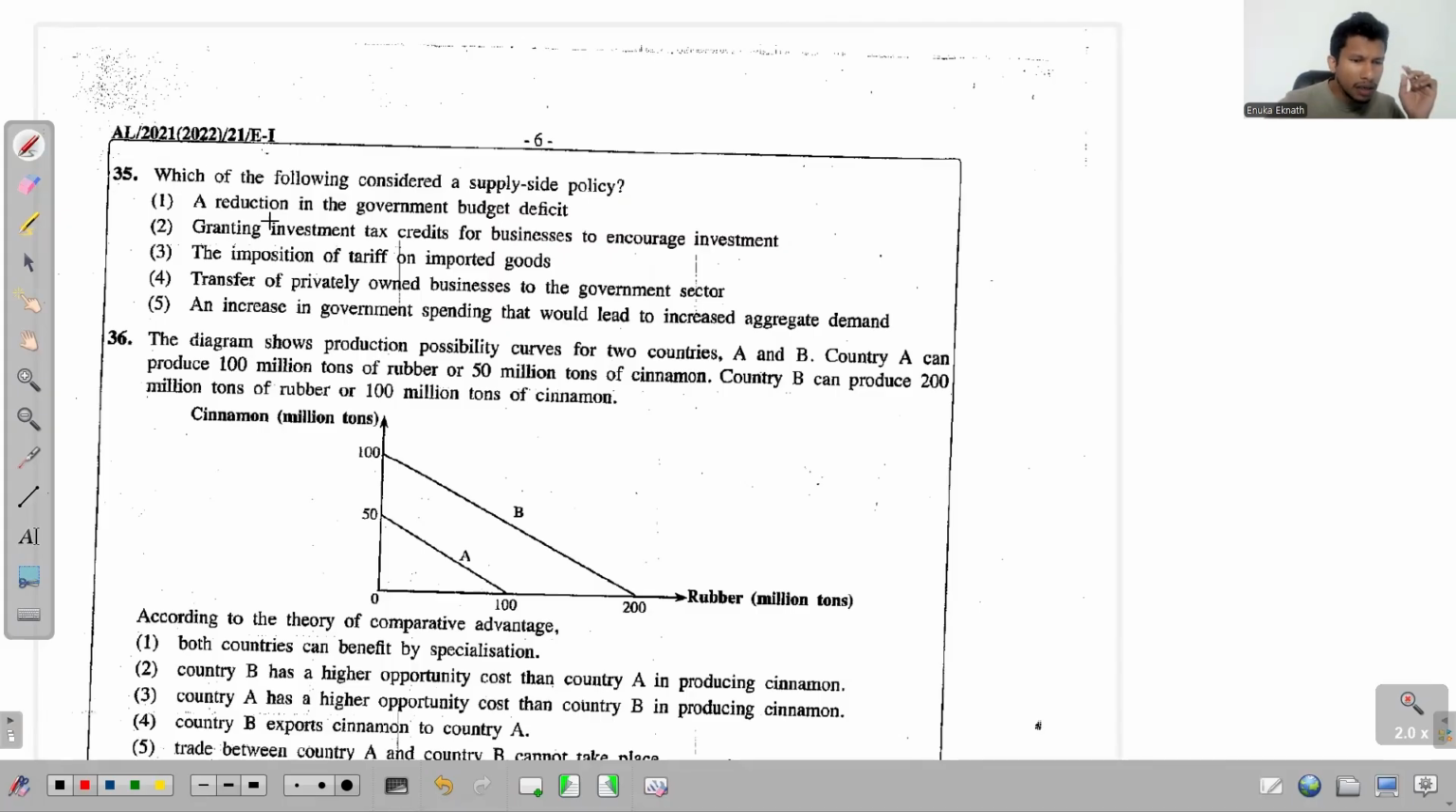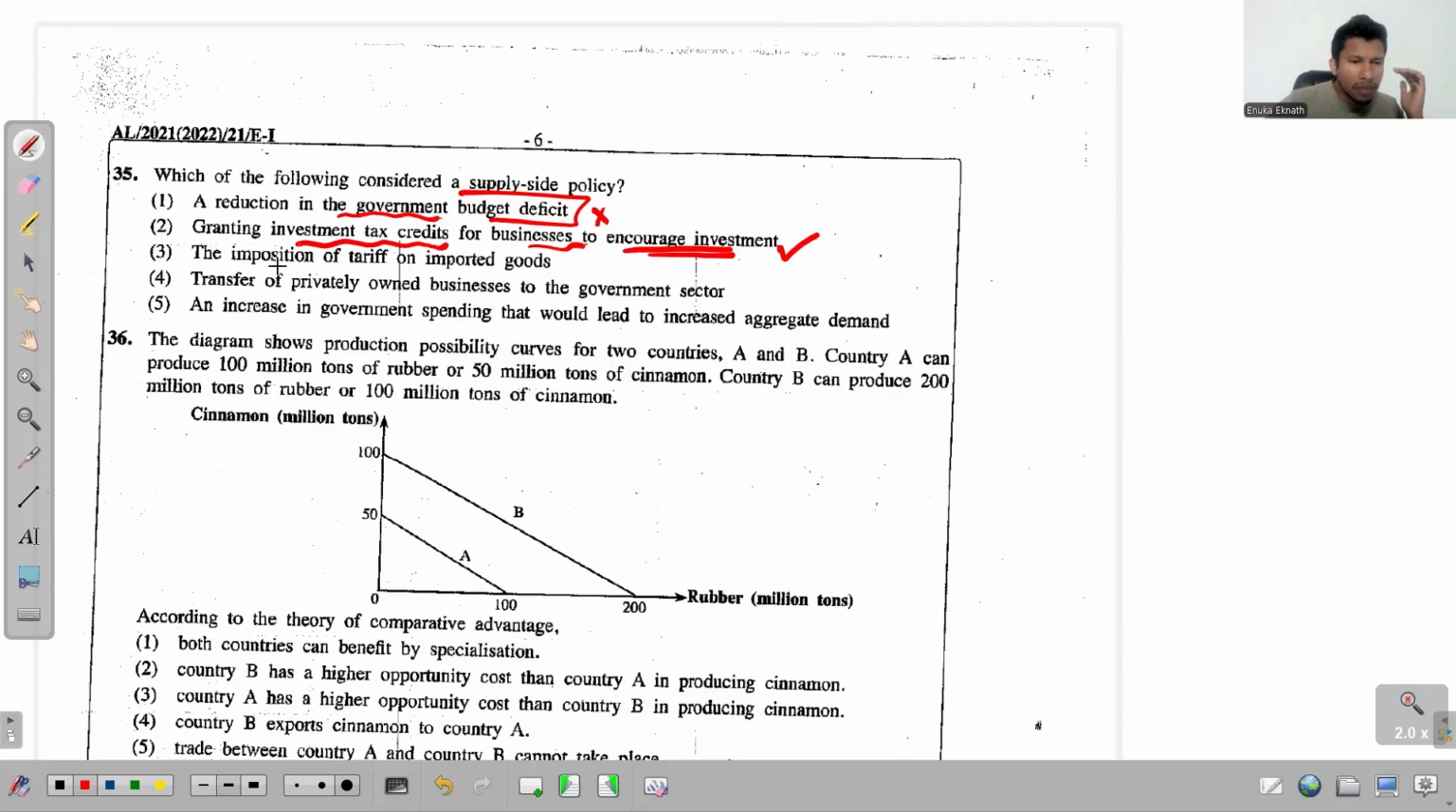Okay, look at the first one. Reduction in government budget deficit. See now, the government budget deficit is more towards its fiscal policy. And I told you that fiscal policy is an example for a demand management policy. And so this is not a supply side policy. So that's wrong. Second one, granting investment tax credits. See now, investment tax credits for businesses to encourage investment. The government encourages investments by providing investment tax credits so that the suppliers get motivated so that they start to produce, and as a result the real output increases. Yes, true, this is a real supply side policy.